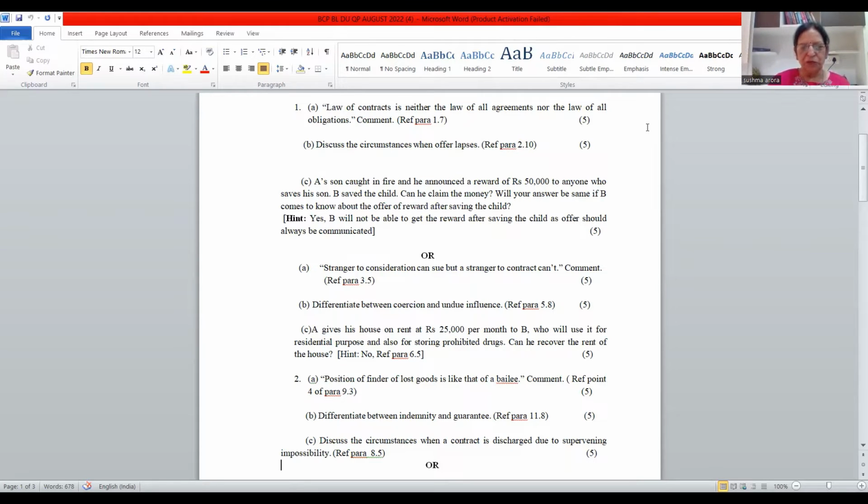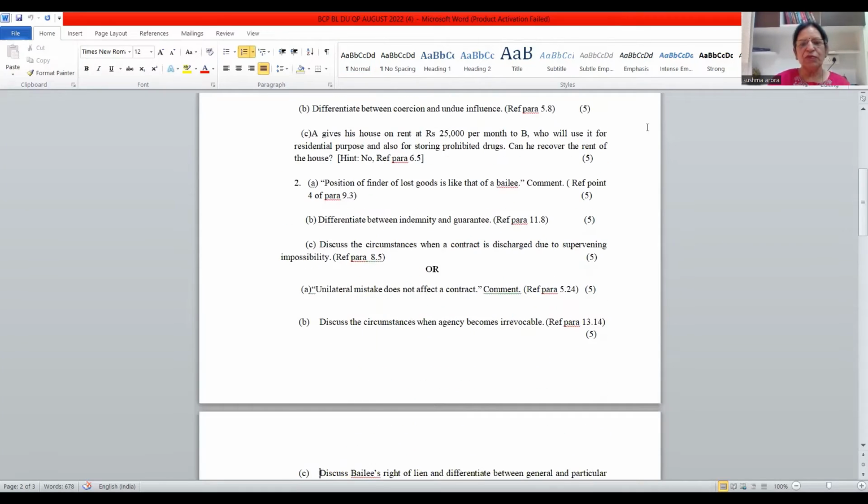Coming to question number 2, which is: the position of a finder of lost goods is like that of a bailee. Yes, friends, the statement is true. The position of a finder of lost goods is like that of a bailee. The answer for this you will find under para 9.3. In the ninth chapter, 9.3 is the heading on the responsibilities of the finder of goods, and then you can write the answer.